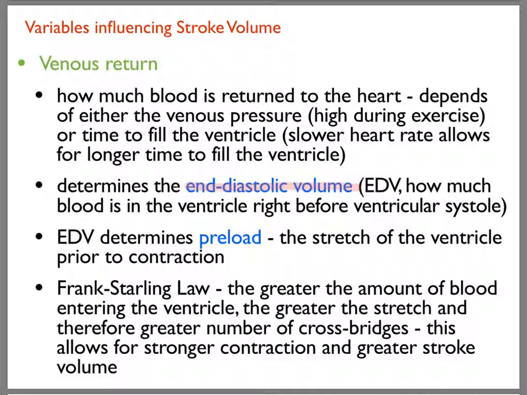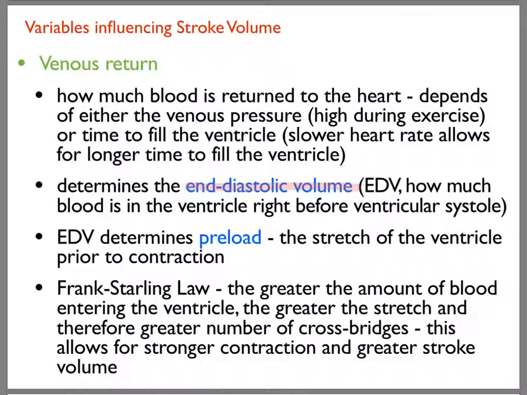Remember when we talked about the characteristics of the cardiac muscle, we said that the maximum overlap of thick and thin filaments is when the cardiac muscle is stretched. So the higher the preload, or the higher the stretch within the ventricles, the higher the overlap of those thick and thin filaments, and therefore the stronger the contraction would be. So basically what this means is that the more blood that comes into the heart, the more stretched the heart is, and the stronger it will contract in order to get all that blood out. This is an important characteristic of cardiac muscle.